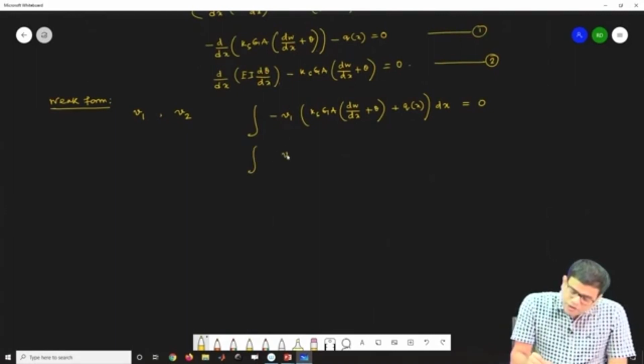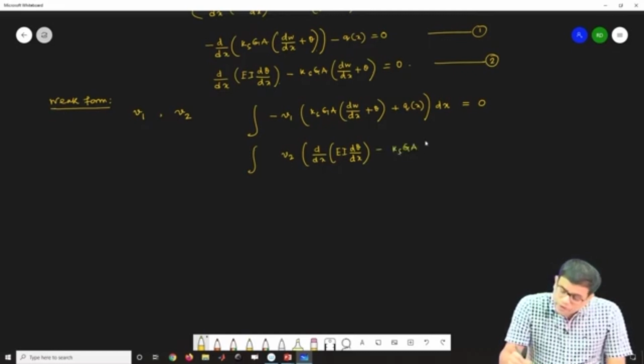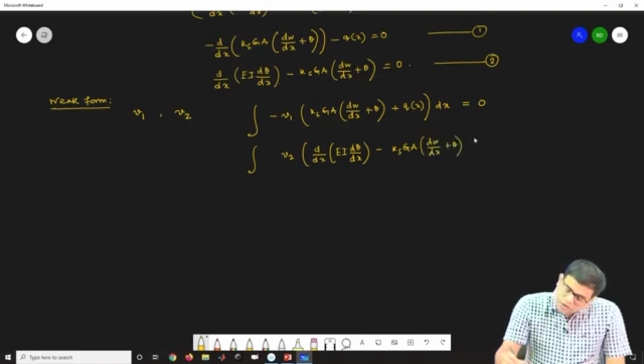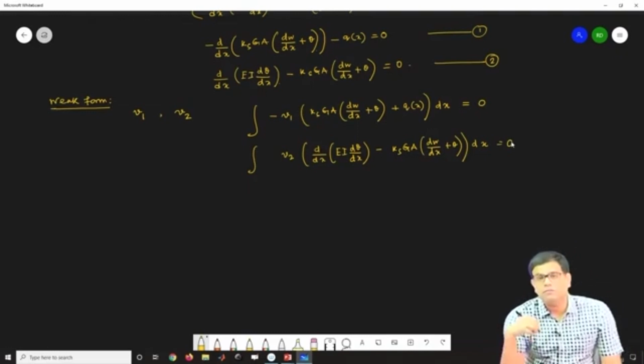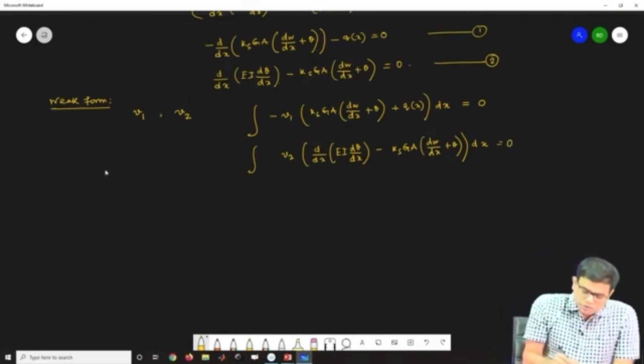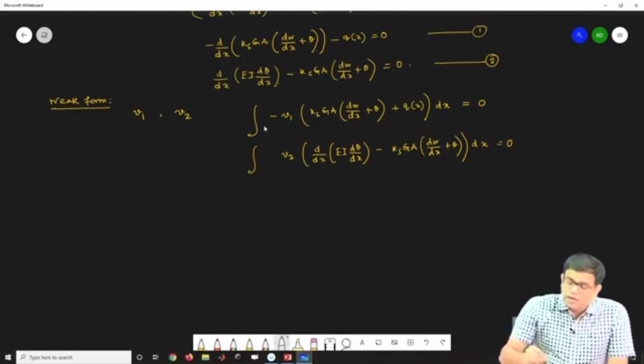So V2 ddx of EI d theta dx minus Ks Ga dw dx plus theta. So this is my second weak form, that is equals to 0. So now again integration by parts. So the next step what we will do is that we will just integrate by parts.